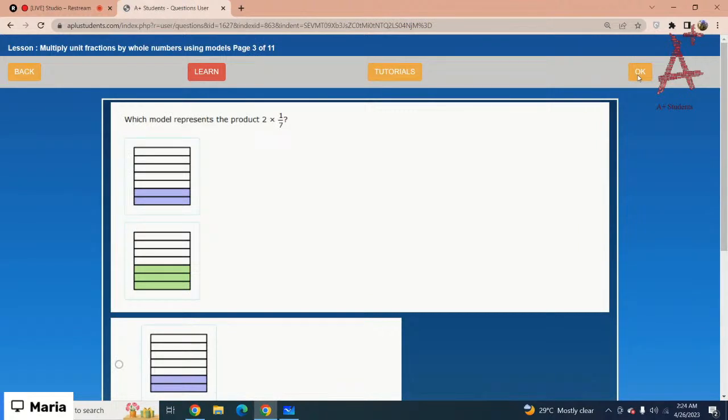Which model represents the product? Which model represents the product 2 times 1 over 7?